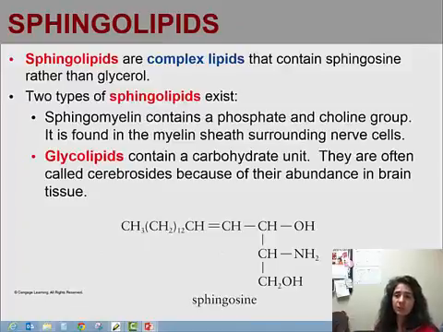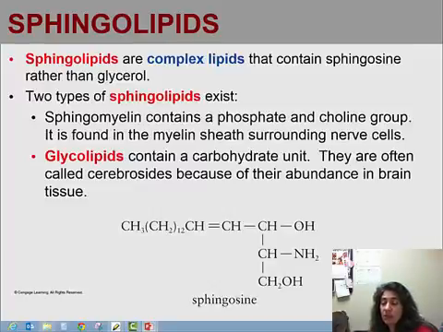Our sphingolipids. Now we're moving into our complex lipid category. And so instead of using glycerol as the alcohol we hook stuff to, we use sphingosine. And sphingosine we looked at already as this big messy molecule down below. So instead of saying one fatty acid and one molecule of glycerol, we now are going to look at sphingosine and then attach other parts and pieces to the sphingosine.